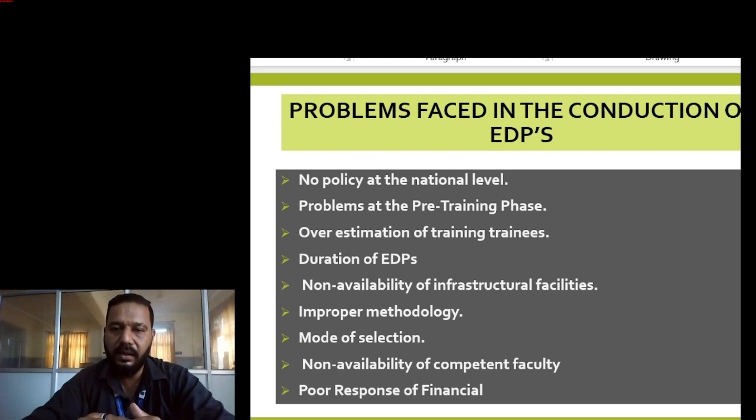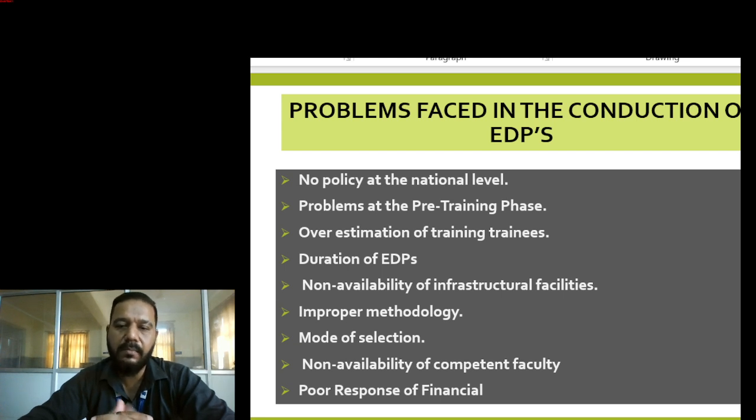Next is overestimation of trainees. Sometimes a large number of trainees come for the training, and sometimes it is difficult to find a trainer also. The fourth problem is the duration of EDP. Sometimes the EDP program becomes very long. It runs to days, months. That's why it can be a problem. Then non-availability of infrastructural facilities. As we all know, India is a developing country, so we are running short of infrastructural facilities also. Sometimes we don't get the infrastructural facility to train potential entrepreneurs properly.